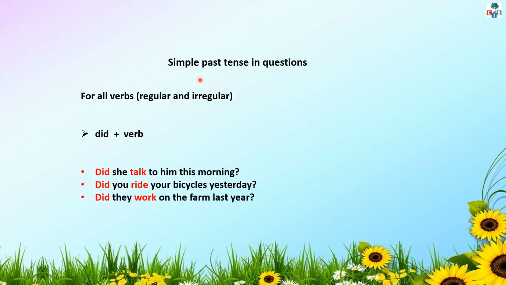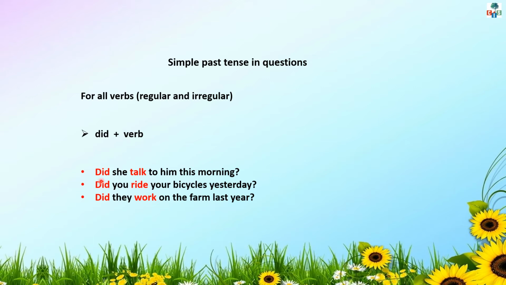Now let's see how to frame a question in the simple past tense. For all verbs, regular and irregular, we use the helping verb did plus the base form of the verb. For example, did she talk to him this morning? Did you ride your bicycles yesterday? Did they work on the farm last year?